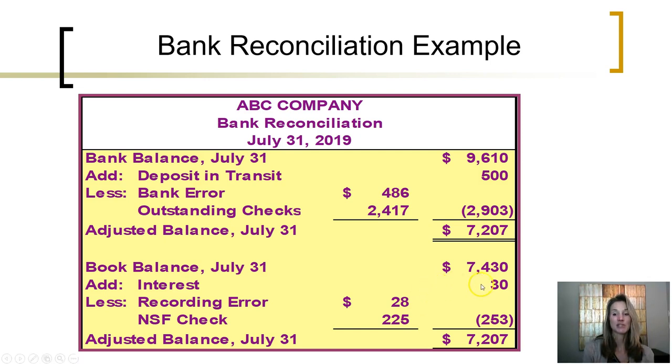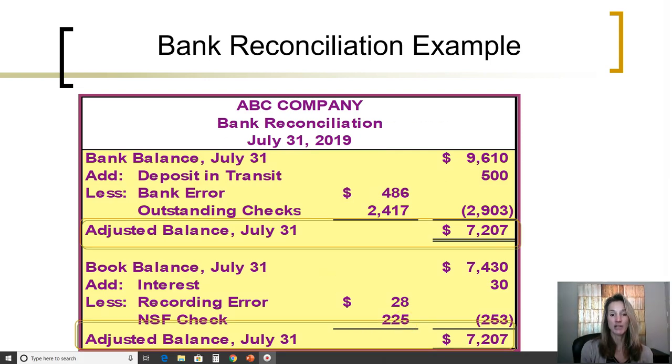Because if you look at this $30 that we are adding to the cash balance, we know that if we need to add to the cash balance, that journal entry is going to be a debit to cash. Down here for the recording error and the insufficient fund check, both of these need to be subtracted from the cash in the general ledger. We know that to decrease cash, we credit the account. So both of these transactions are going to involve credits to cash. So for each of these reconciling items, half of the journal entry is already explained for us. We need to debit cash for 30, credit cash for 28, and credit cash for 225.